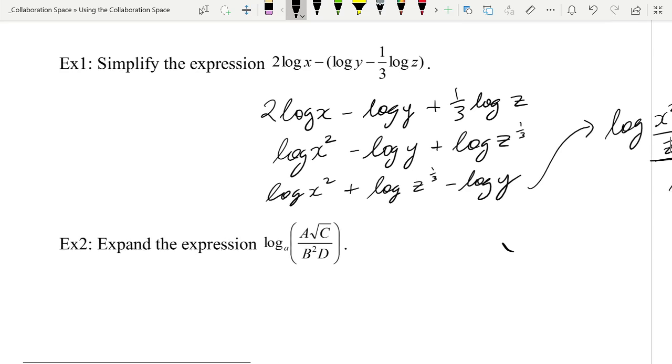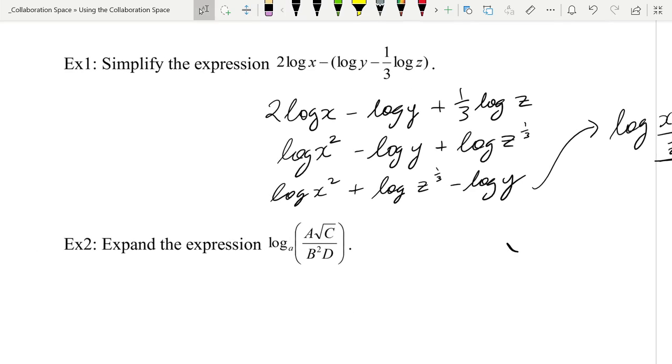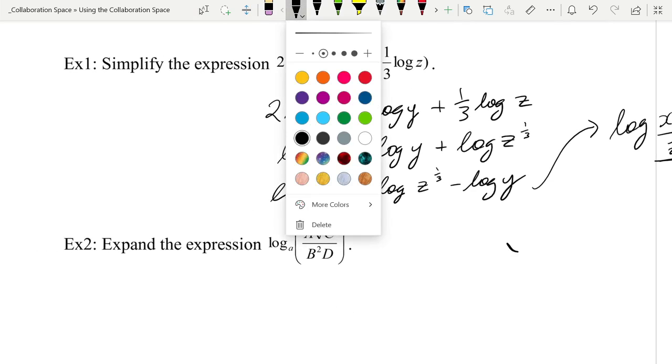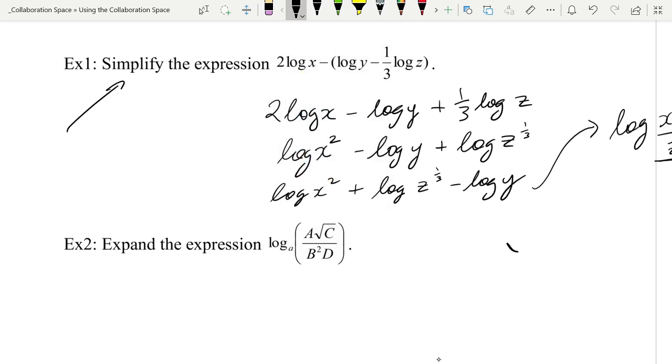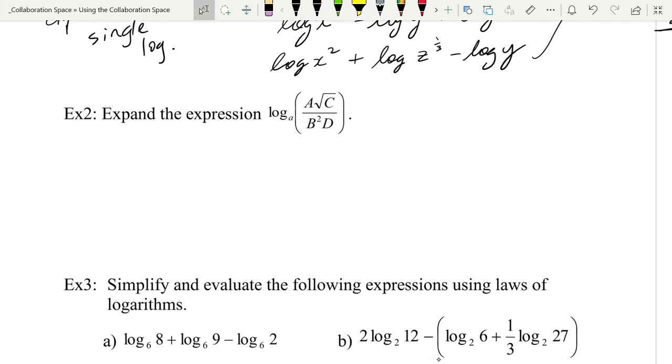Next. Maybe before we leave this, I'm going to say once again, simplify often means express as a single logarithm. Expand is the opposite. That's one big logarithm. I would like to expand it as much as possible. So let's expand it.